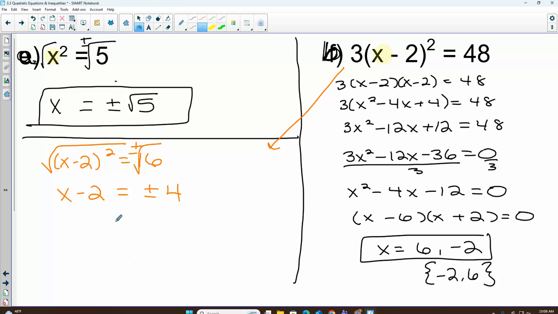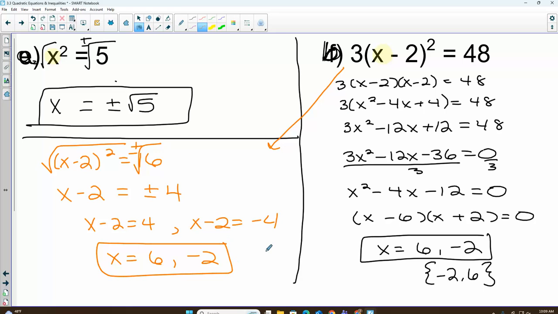Then what would you do? Yeah. So think of it, this is like saying two separate problems. X minus 2 can equal 4, or x minus 2 can equal -4. So if you add your 2 over, you get x to be 6 and -2. So two different ways, both give you the same answer.